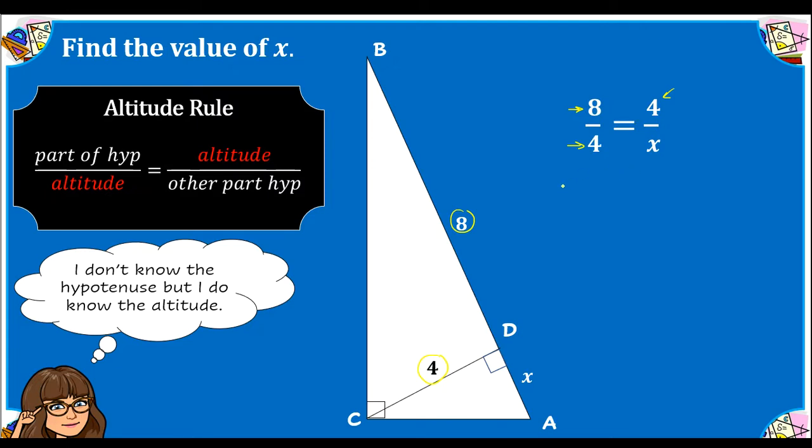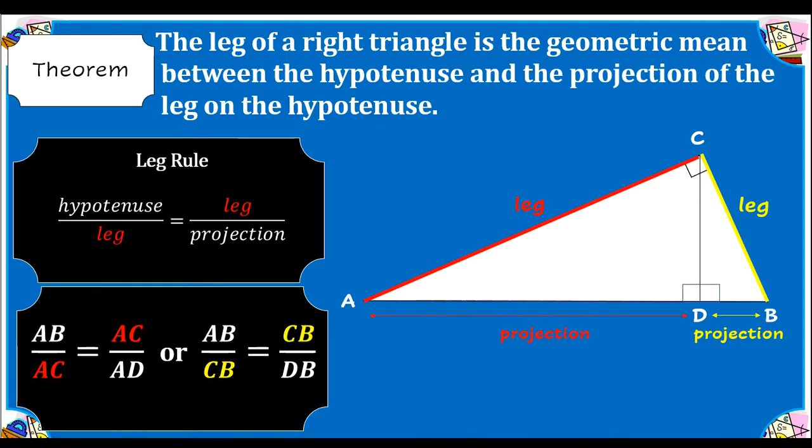So we're just going to simply cross multiply and solve for x. So x is 2, but if it wanted to know the total hypotenuse, AB would be 10. Okay.